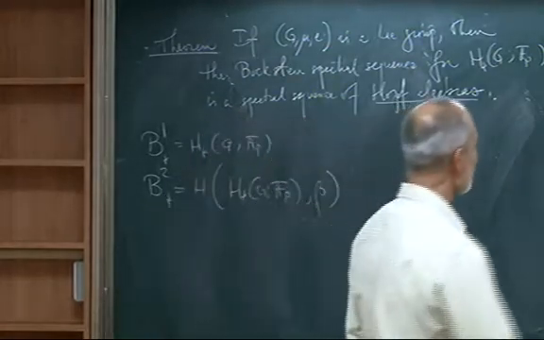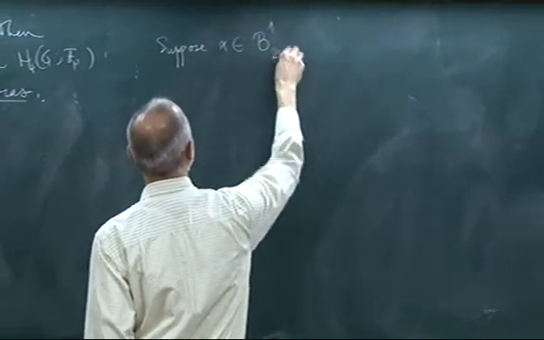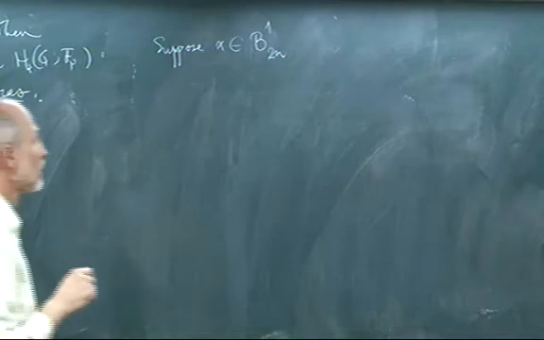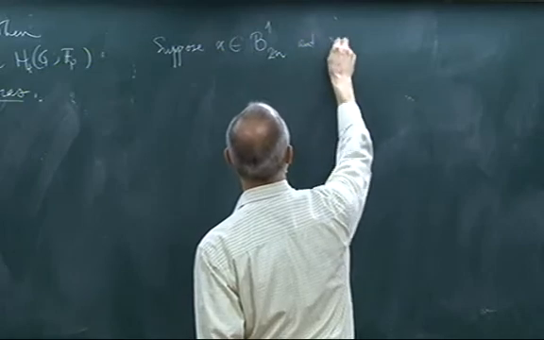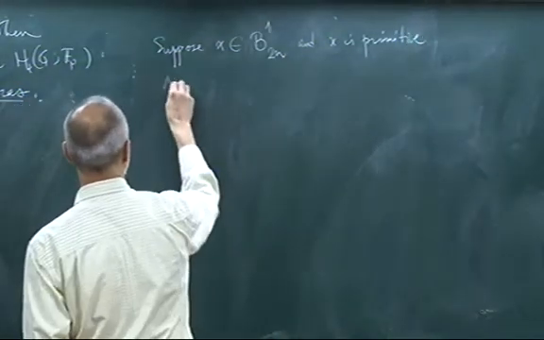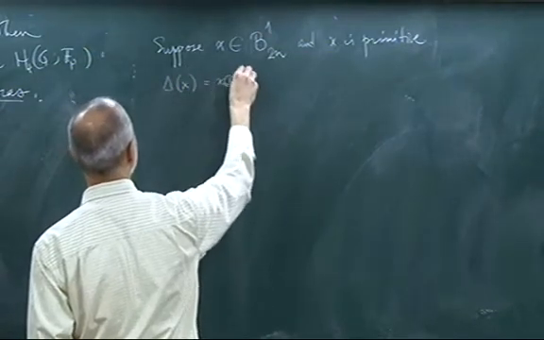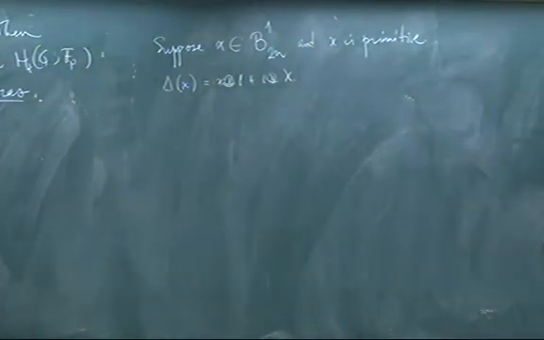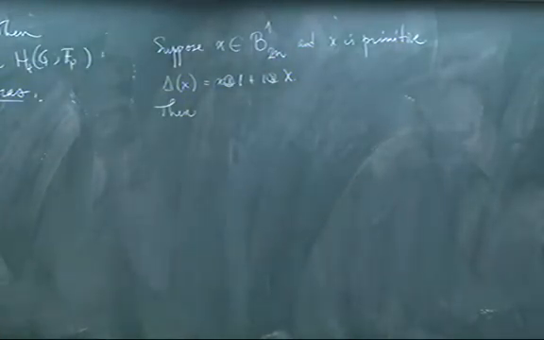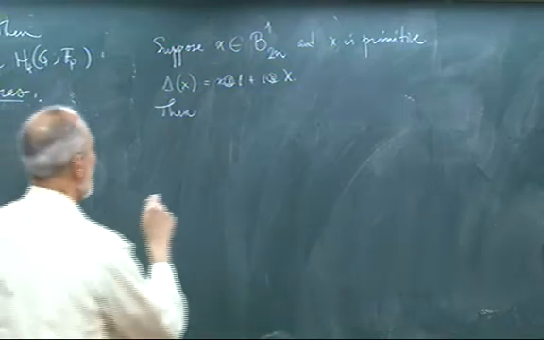So let's suppose that X is some even degree element in the B1 term. So this is some element of the homology mod p, and X is primitive. Okay, so delta X is X tensor 1 plus 1 tensor X. So I'm going to say that, then, let's say this.